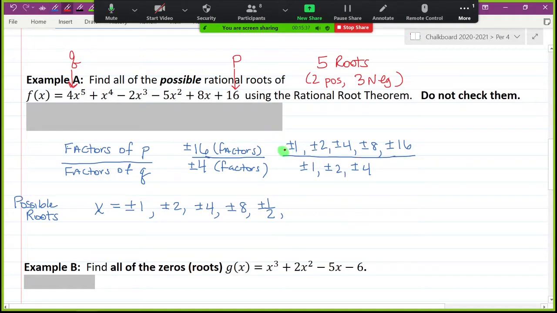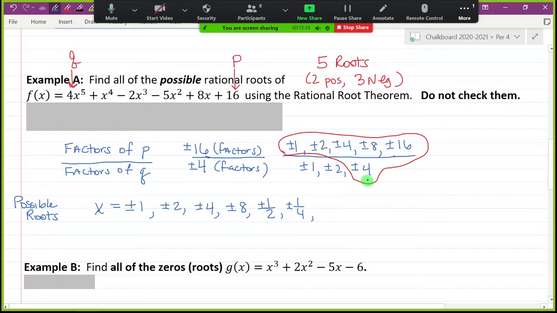We're going to take all these numbers and divide them by 4 now. All these numbers, divide by the last number in the denominator here. 1 over 4 is 1/4, plus or minus. 2 over 4 is 2/4, but 2/4 is 1/2 when you reduce it, so 1/2 is already on the list. We already have it, so we don't need it.